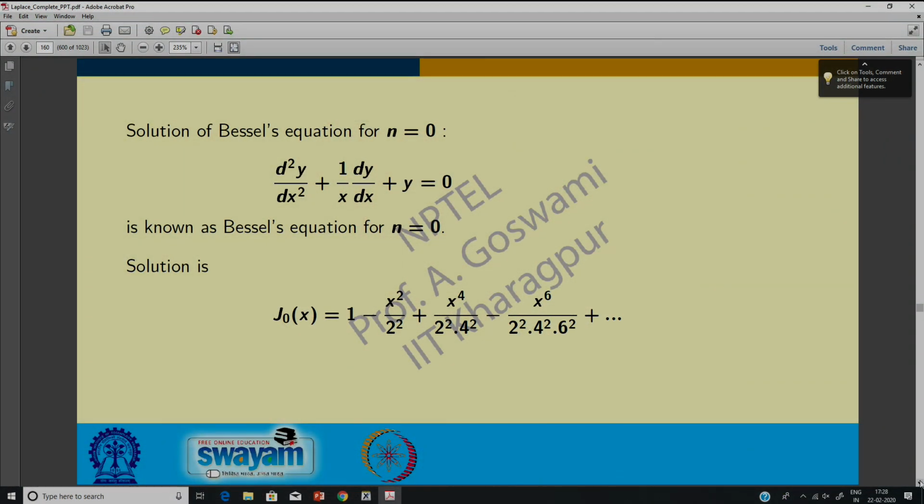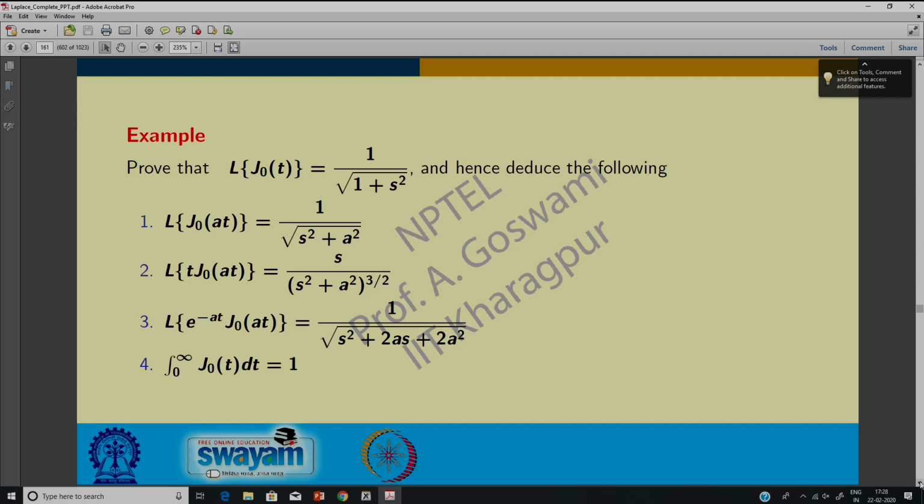And the solution obviously comes as J0 x. From the earlier J n x we obtained, I can obtain the solution as 1 minus x square by 2 square plus x to the power 4 by 2 square into 4 square, and it will continue this way, where J0 x is called the Bessel function of 0th order.